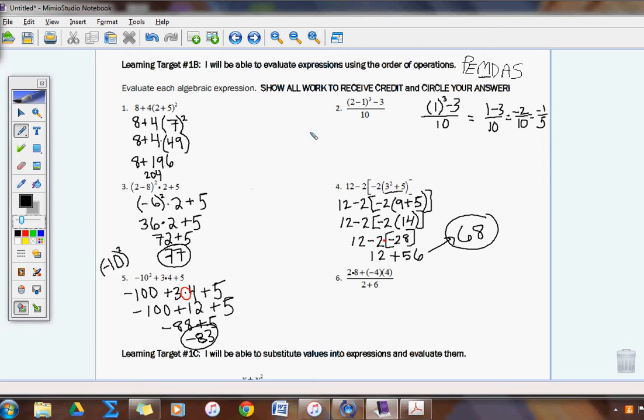Okay, some of these problems are similar to what we've been working on. They're all similar to what we've been working on. Some are even the same. We just got to be comfy with working through the order of operations.